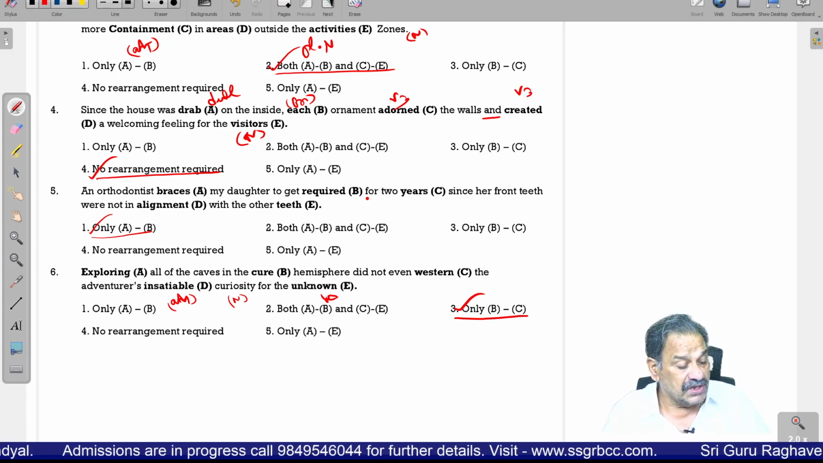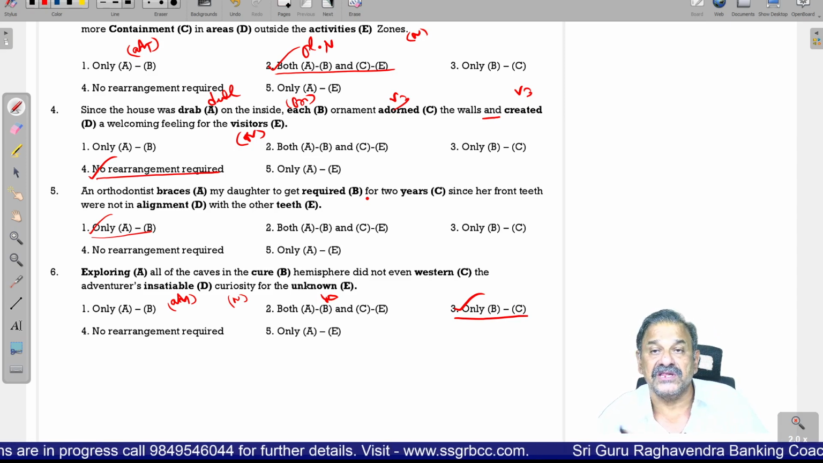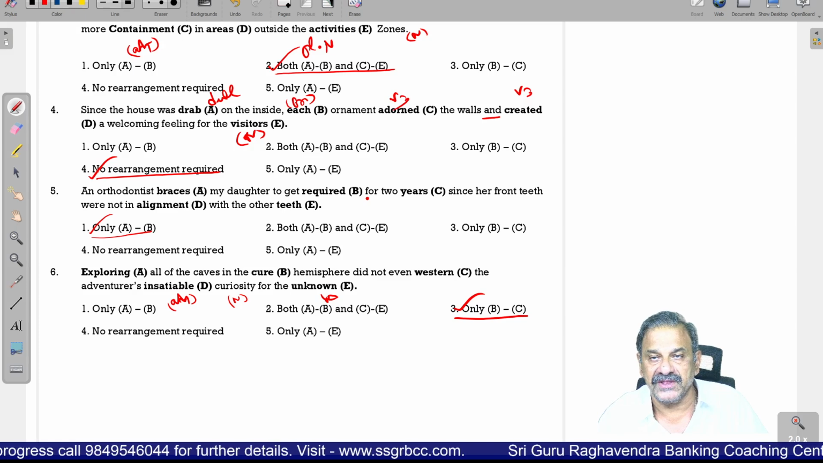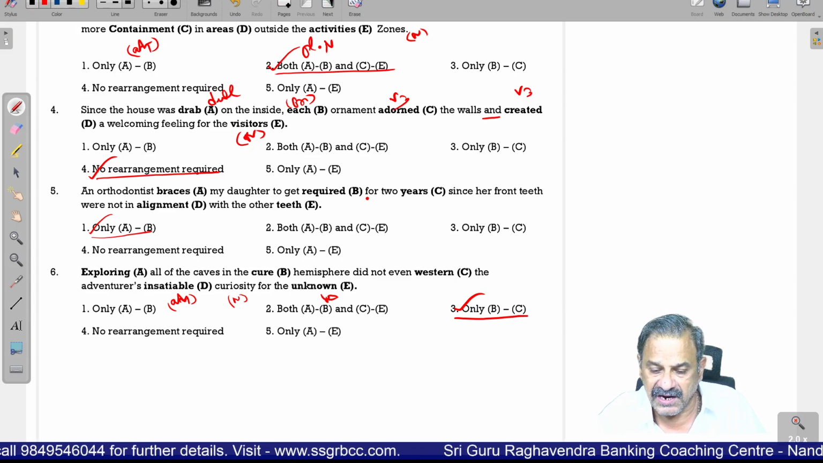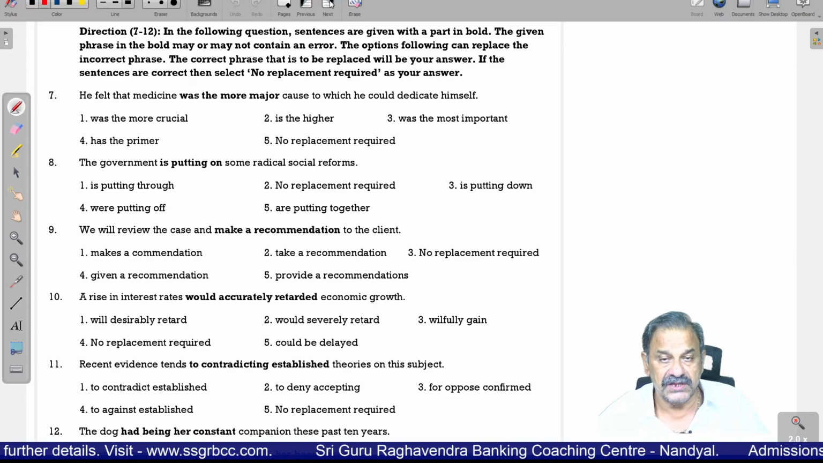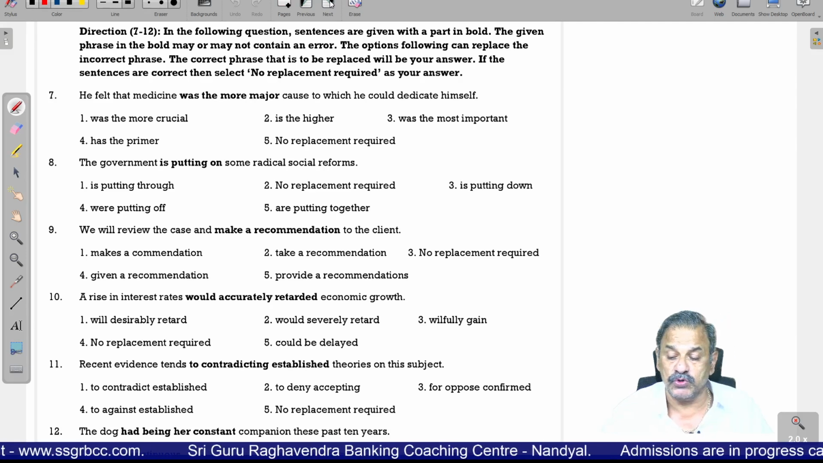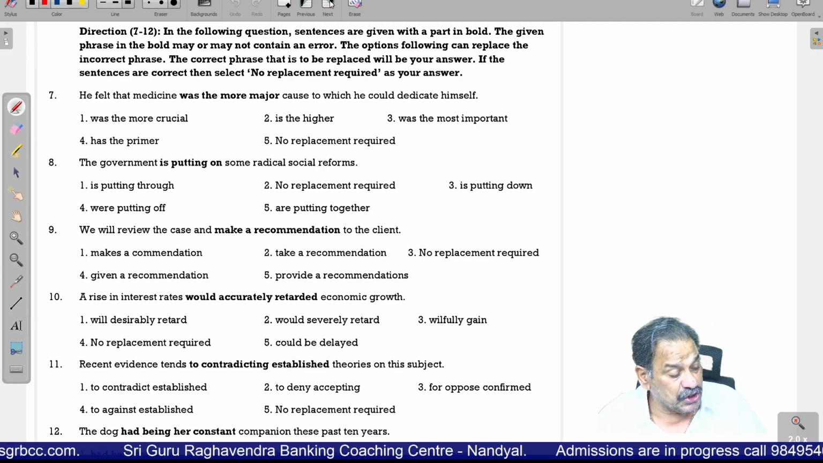So this is the exercise, consists of 6 sentences. This is nothing but swapping. Then next item, 7 to 12. This is one of the previous SBI PO papers, IBPS PO 2020. So 7 to 12.